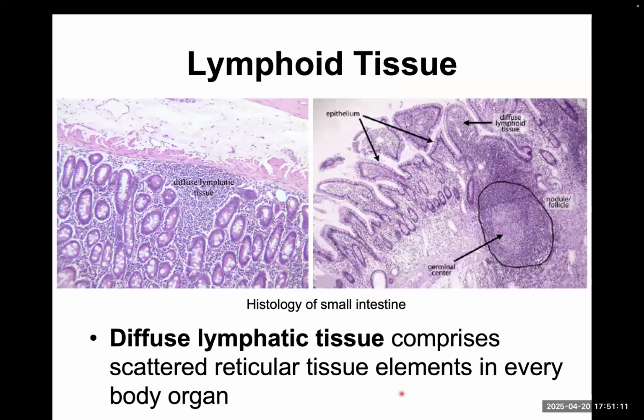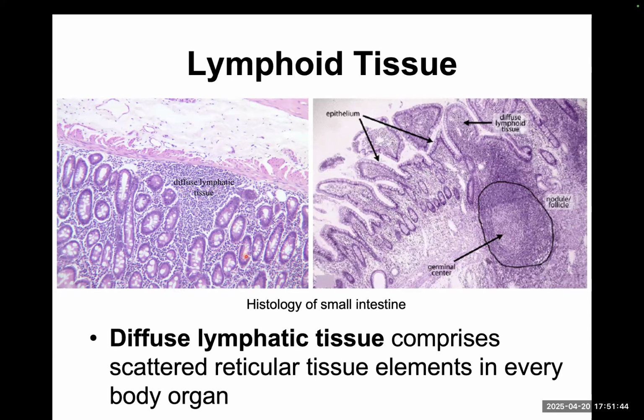So these are the cells, and we're going to talk about the tissue. So this one here is called diffuse lymphatic tissue. And diffuse means they're not in a big clump. So if it was a big clump, then it would be called a nodule or follicle. In this case, they're just all over the place. So this is called diffuse lymphoid tissue, and they're kind of scattered all over the place.